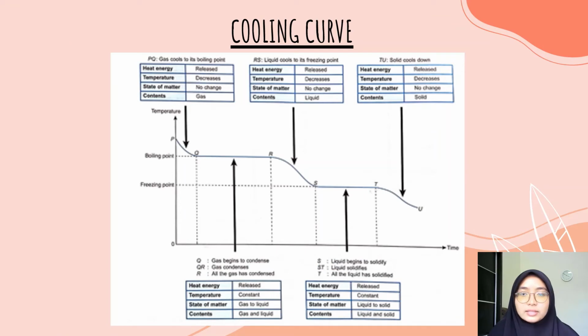So this is the cooling curve for a substance that changes its phase from gas to liquid and to solid. The first one, at point PQ, the gas cools to its boiling point. And at point QR, the gas condenses. At point RS, the liquid cools to its freezing point. At point ST, the liquid solidifies. And the last point, at point TU, the solid cools down. And the heat energy for all the points is being released.